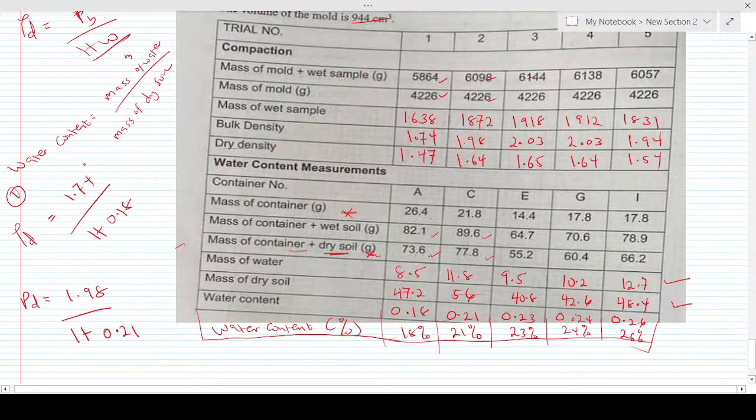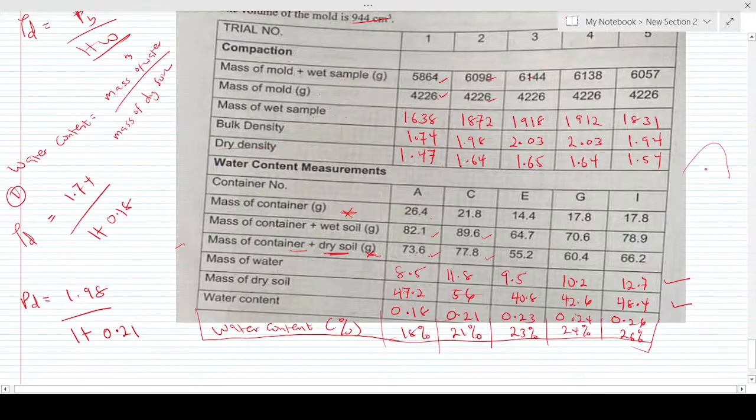There is one way you can check whether what you are doing is right. Since it's going to be a compaction curve, your dry density should increase at a point and decrease at a point. You realize that this is 1.47 to 1.64 increase, 1.64 to 1.65 increase. Then it decreases at this side as well. So 1.65 to 1.64 decrease, 1.64 to 1.5 decrease. So it increases at a point and decreases at a point, right?